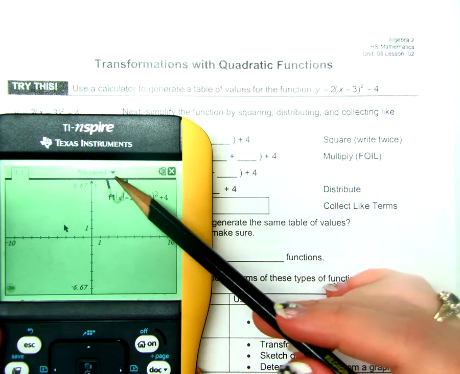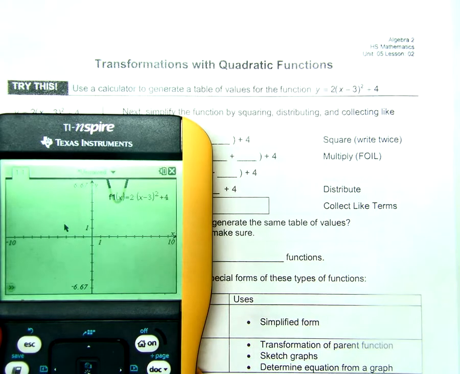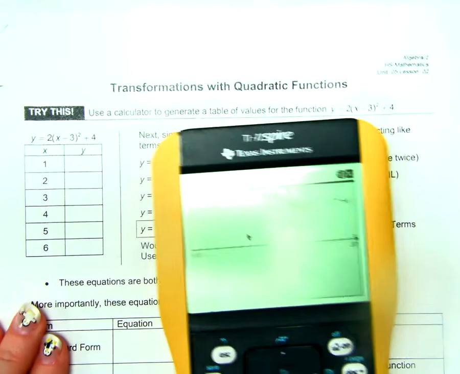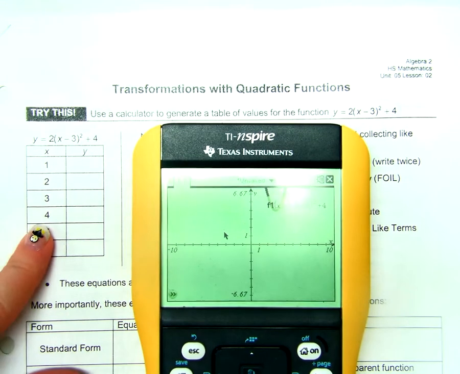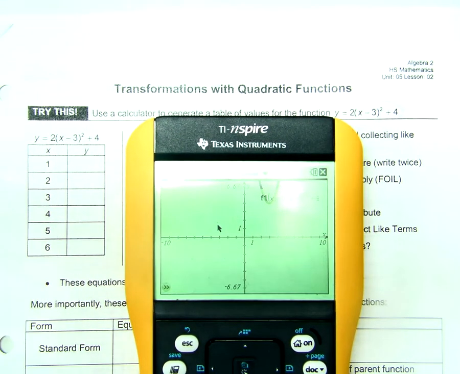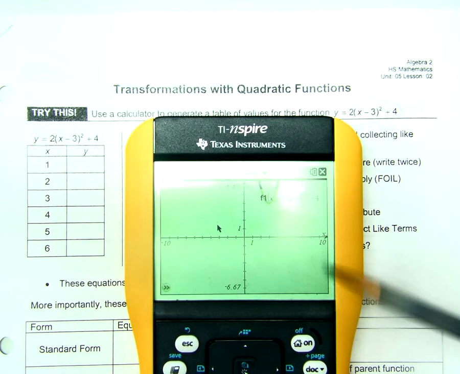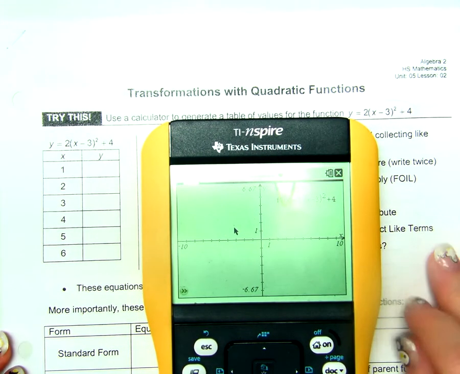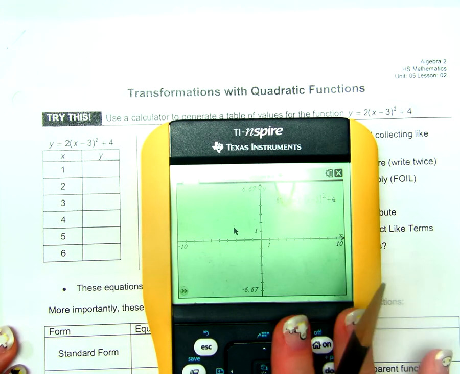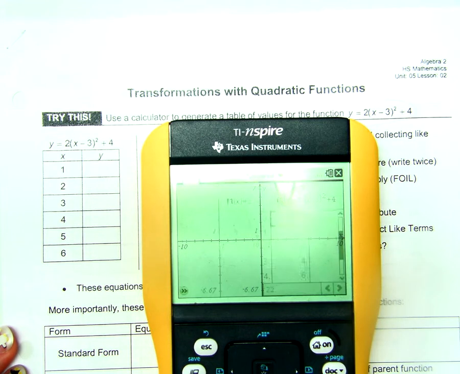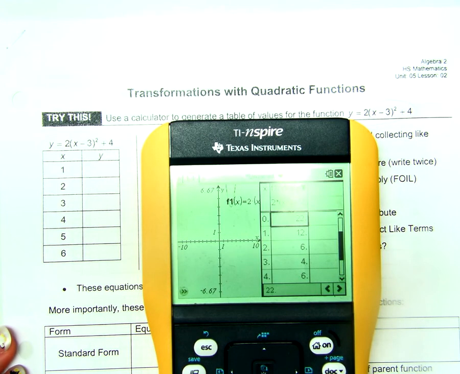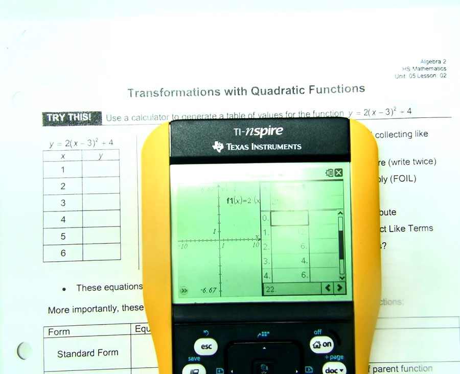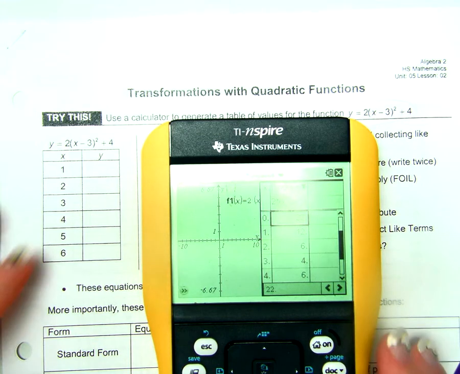I really don't care so much about the actual graph right now as I do for the table, because they asked me to fill in this table right here. We could go to menu and find the table that way, but do you remember the shortcut to getting to the table if you're in a graph? Control T. Everybody see that? So let's fill in our table.